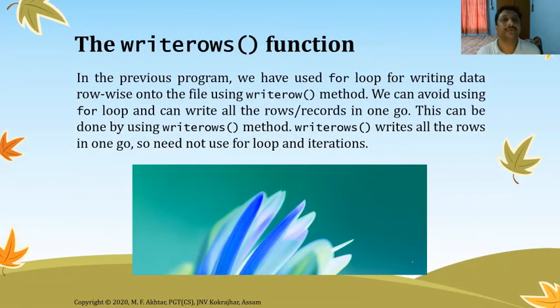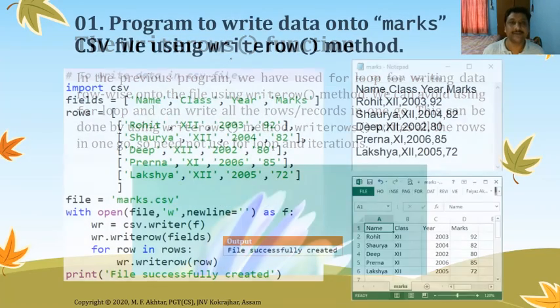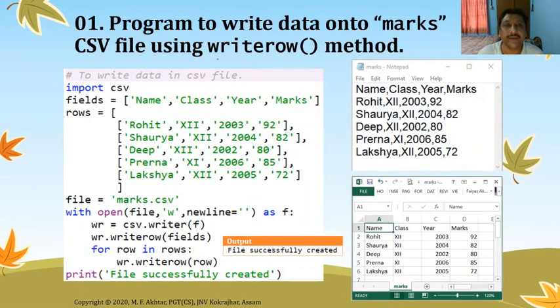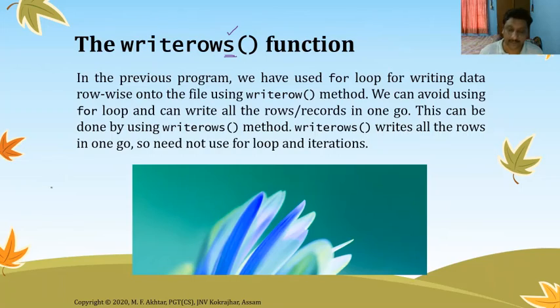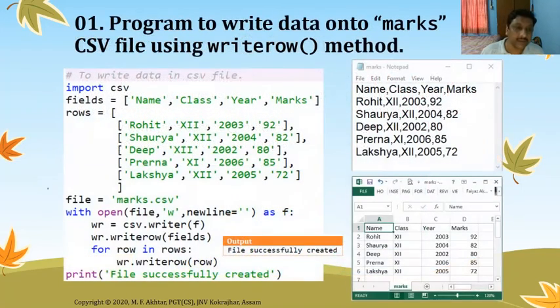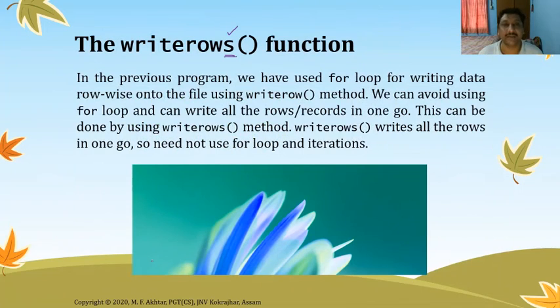Now one more function is there, that is writerows. See, one additional s is there, writerows. Previously we have used the writerow function, where the s is not there, everywhere, but this time the writerows function. Here we have used a for loop to write each row one by one. This can be done at one time, in one go, using the writerows function.